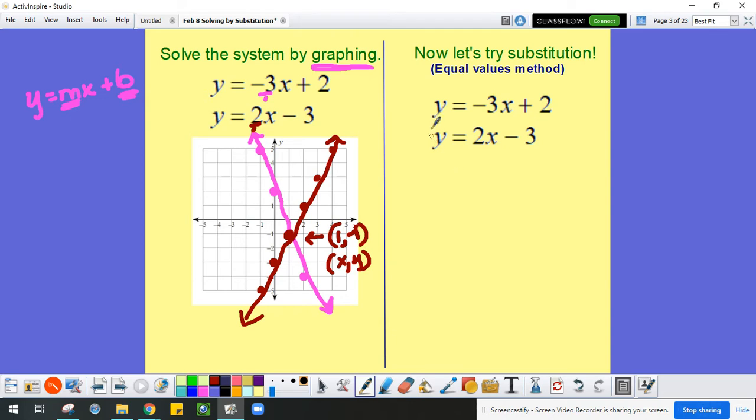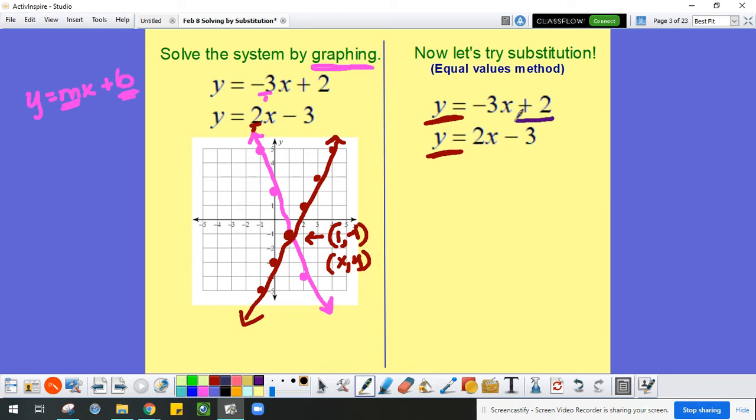Now, what we're going to be learning this week is called substitution. And so today we're going to start with the equal values method. Equal values means I have two things that say y equals. y equals negative 3x plus 2. y equals 2x minus 3. Since they are both equal to y, I can take the two parts and set them equal to each other.